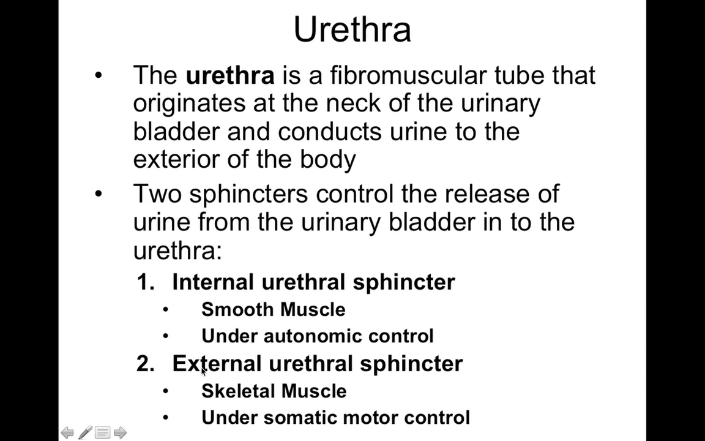We've got an internal and external urethral sphincter. The internal urethral sphincter is smooth muscle, so it's under autonomic control. The external urethral sphincter is skeletal muscle. It's under conscious control, which is why you can hold your pee, right? So if you have to go urinate, luckily we have this external urethral sphincter, which is skeletal muscle, and it's under somatic or conscious motor control.